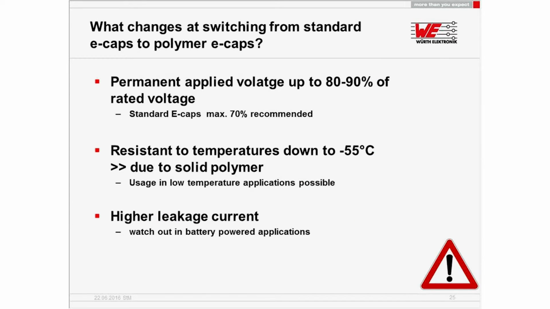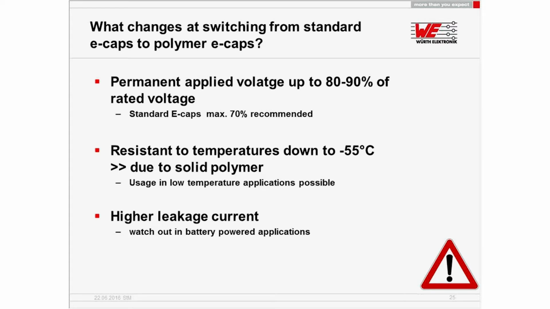Also, what you should keep in mind when you switch from standard electrolytic E-caps, and all the time I'm talking here about aluminum types, no tantalum, no niobium, to polymer E-caps, is that you will have a decrease in permanent applied voltage to 80-90% of the rated voltage. For standard E-caps, the max is normally 70%. The resistance to temperatures will be down to minus 55 degrees.